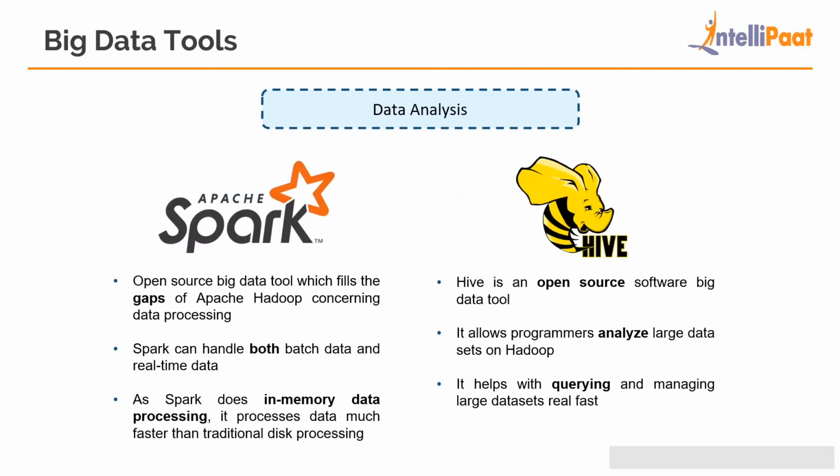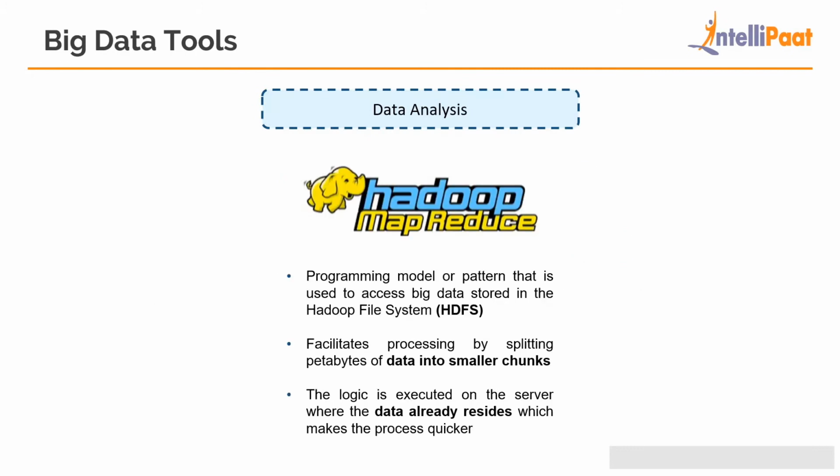Next, for data analysis, we have Apache Spark, we have Hive, and we have Hadoop MapReduce. So we have already seen MapReduce. What exactly happens there? We will see that once more. It facilitates processing by splitting petabytes of data into smaller chunks. As I told you, this is used for accessing and processing data which is stored in HDFS. What it does is it splits petabytes of data into smaller chunks so that it can be processed really fast.